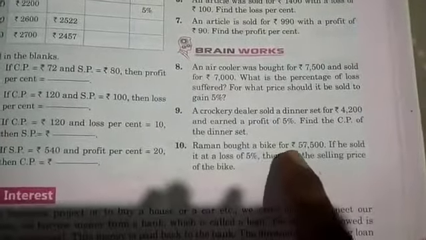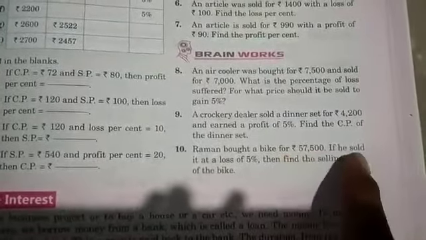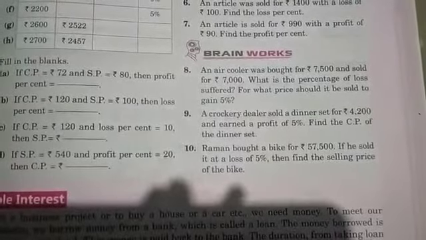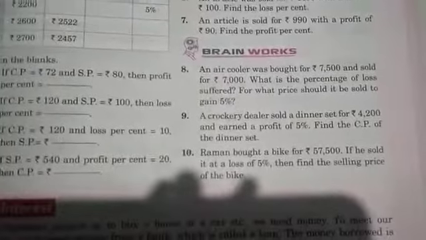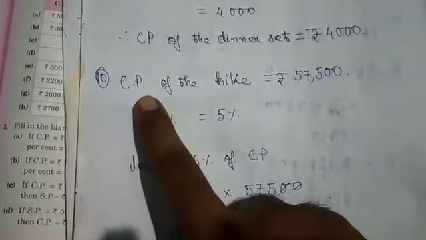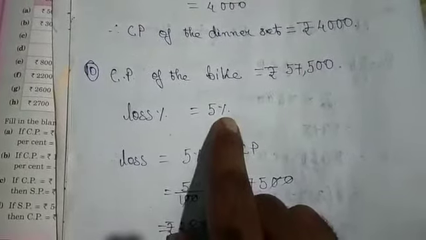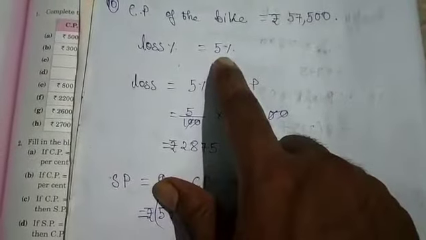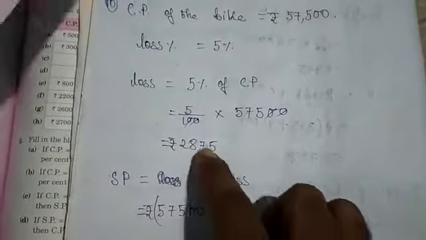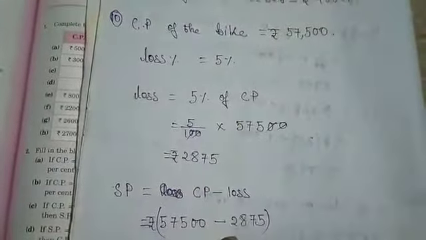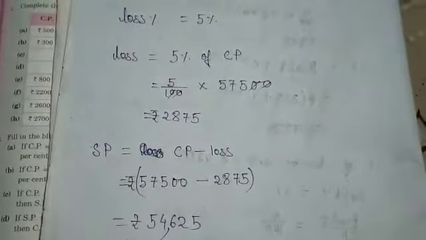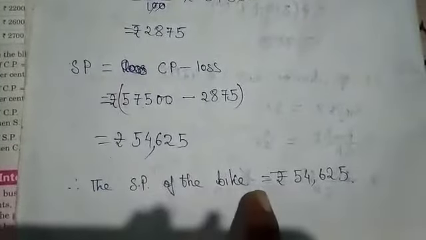Raman bought a bike for rupees 57,500. If he sold it at a loss of 5%, then find the selling price of the bike. Now the cost price is given here and the loss percentage is 5%. Now we have to find out the loss. 5% of CP we have to find out, because this is the 5% loss he made. So it is 2875. Now we have to subtract this value from the cost price. Whatever value comes is the amount at which he sold it, so that he had to bear a loss of 5%. So therefore the selling price of the bike is 54,625.